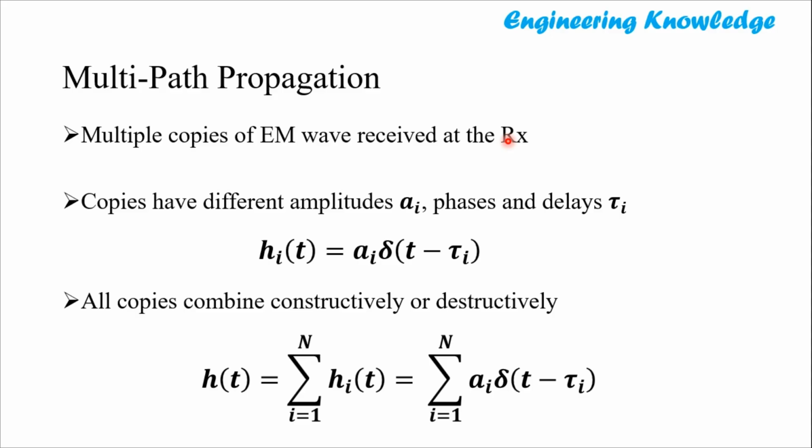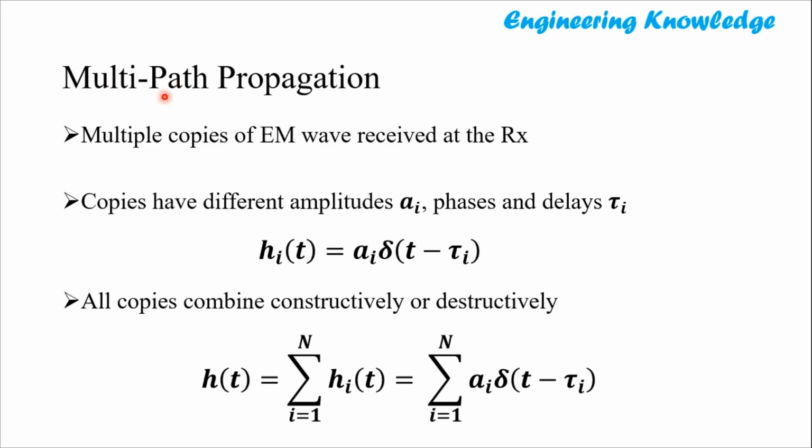So if the copies are coming after getting reflected, diffracted, and scattered from various obstructions, what will happen? The energy can neither be created nor be destroyed. So what happens is the original amplitude reduces. So all the signals experience different amplitude levels a_i, which is less than what was transmitted. And of course, when they are received, they are coming from different paths, traveling different distances, and therefore they will suffer different delays. We'll talk about the phases later. So the ith component of the impulse response is defined as a_i delta(t minus tau_i).